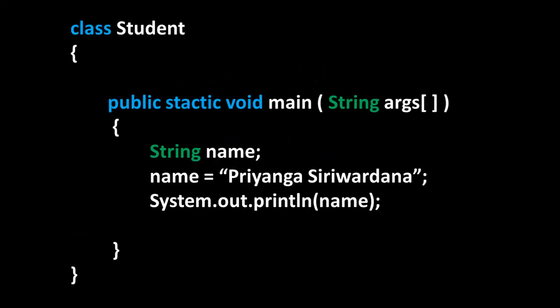Fine. Now let's see. This is my simple Java program. In this Java program, you can see I have a class Student, public static void main, String marks. What is a class? What is a main method? Those things we discussed in video 1. If you don't know, please refer to that. Fine. And also String name.